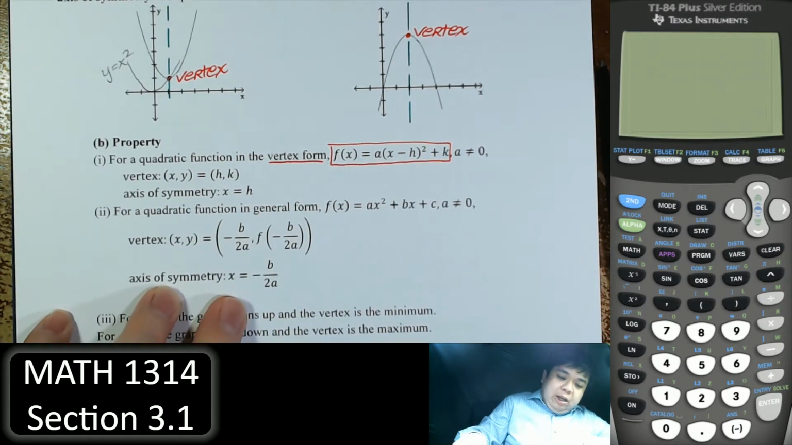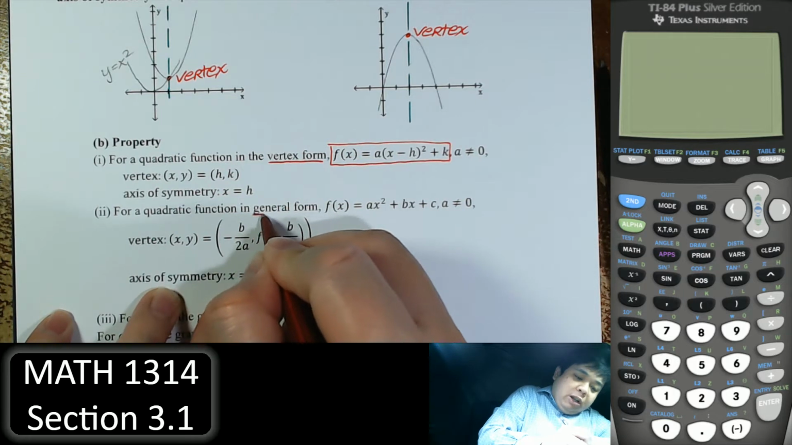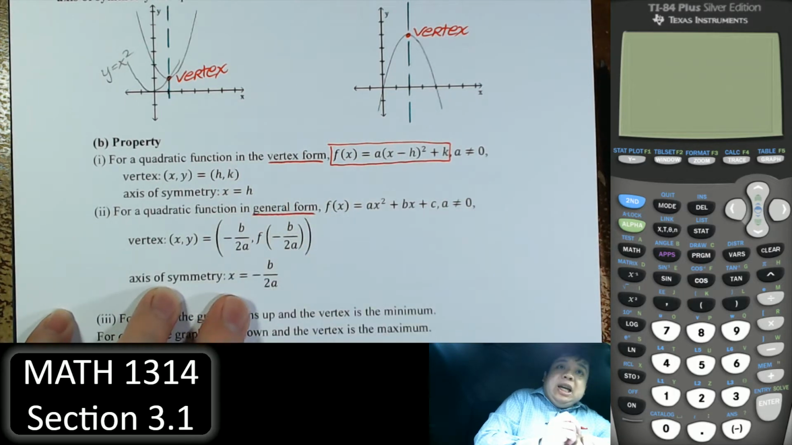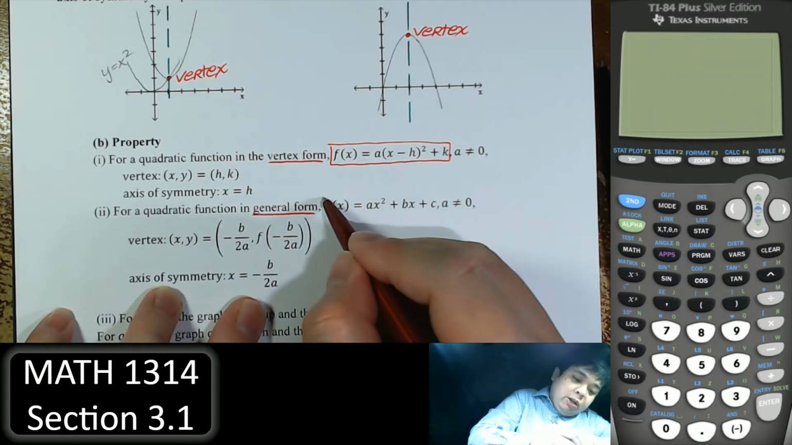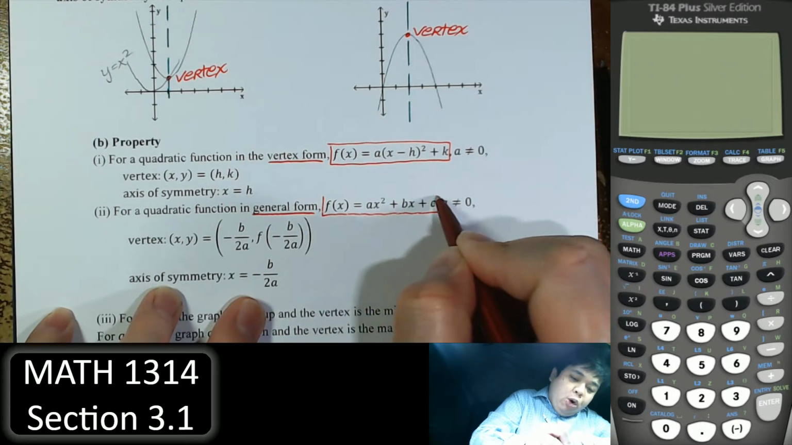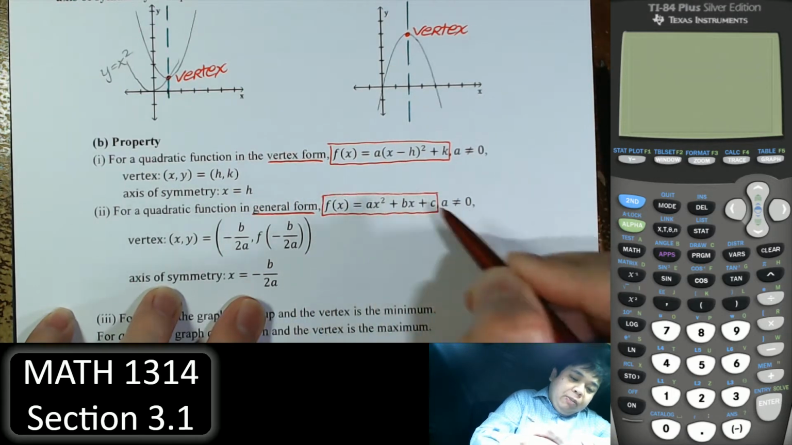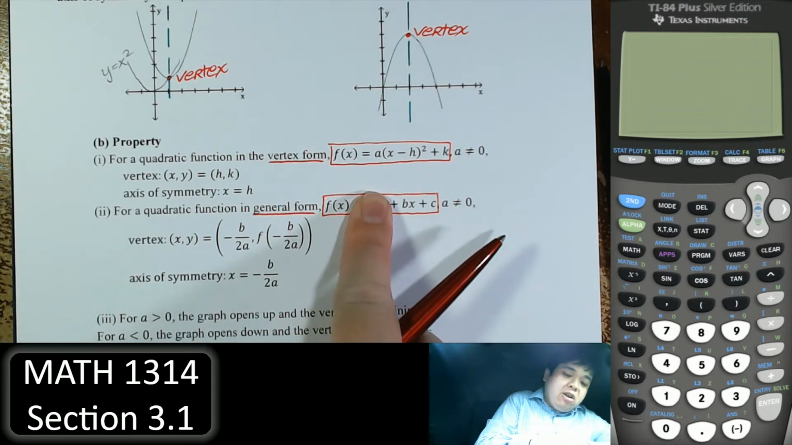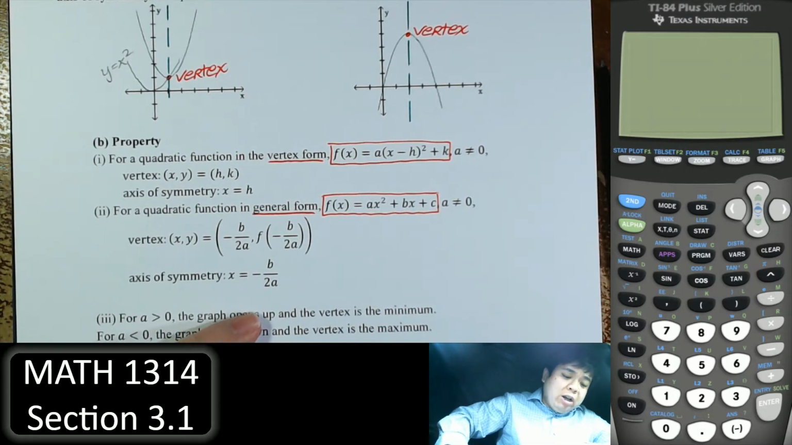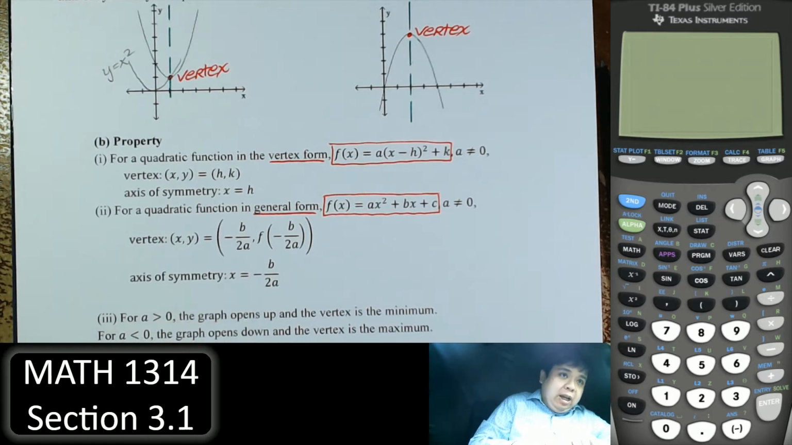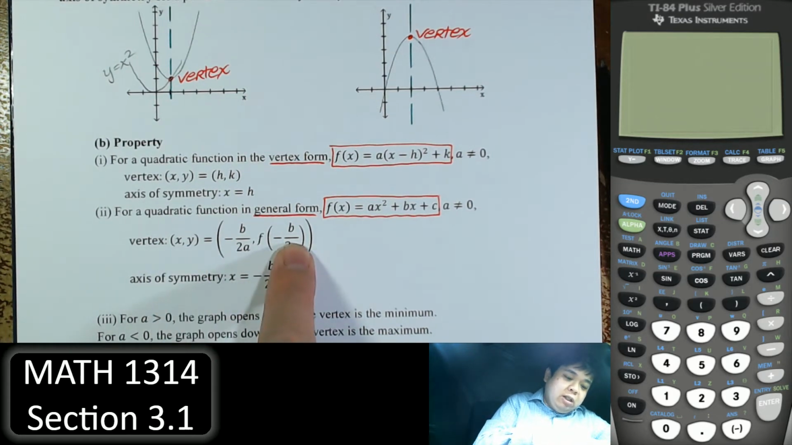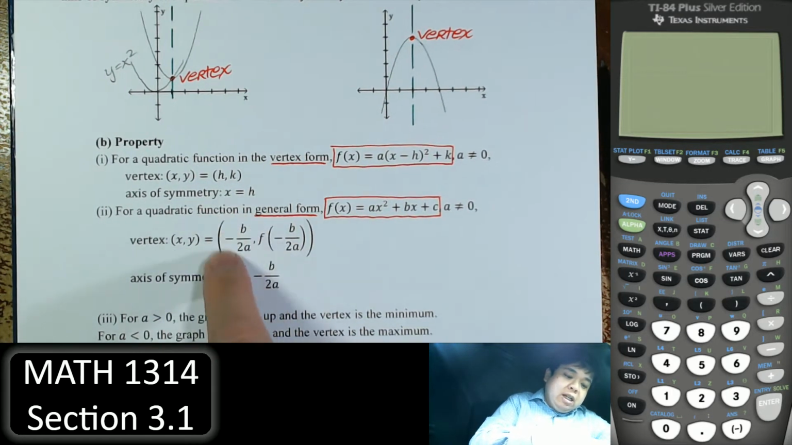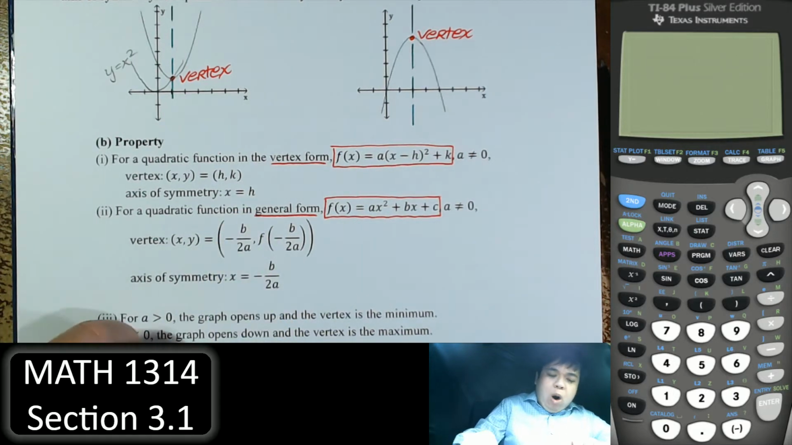Now, if we have the quadratic function in general form, it's just a polynomial of degree 2. Of course, once again, a cannot equal 0. If it is, then it's not a quadratic anymore. The vertex is given by this formula, and the axis of symmetry is equal to the x component of the vertex. So why is that?